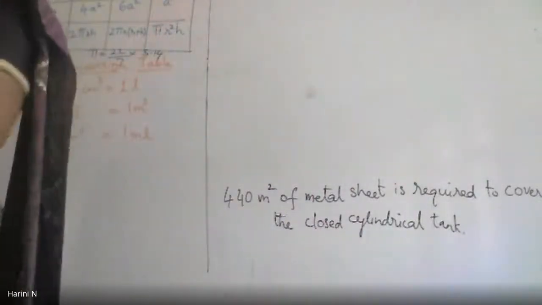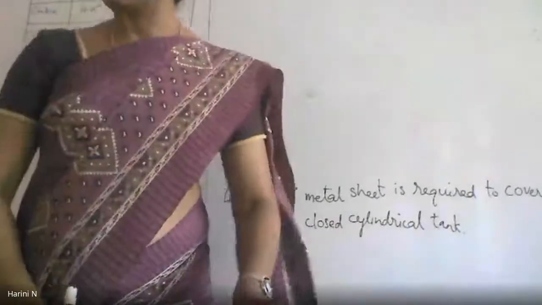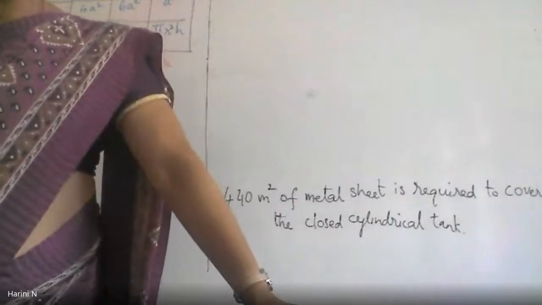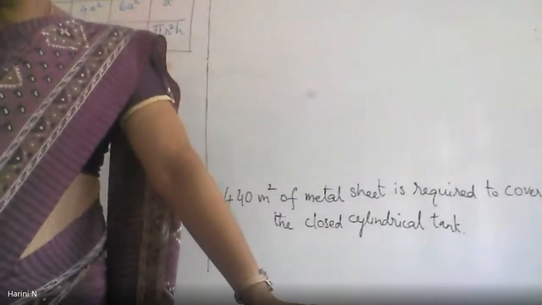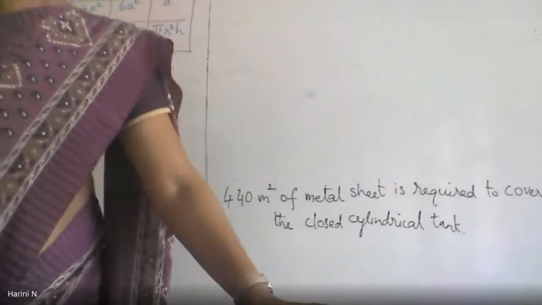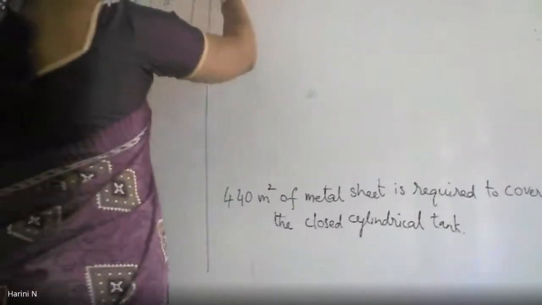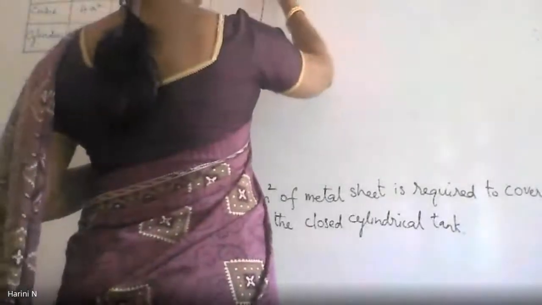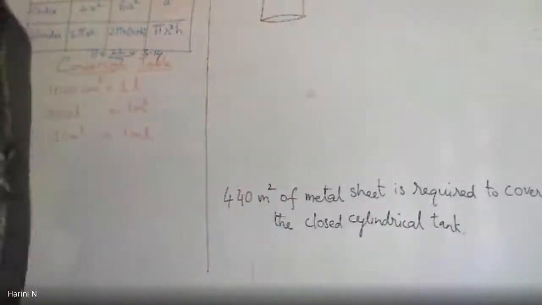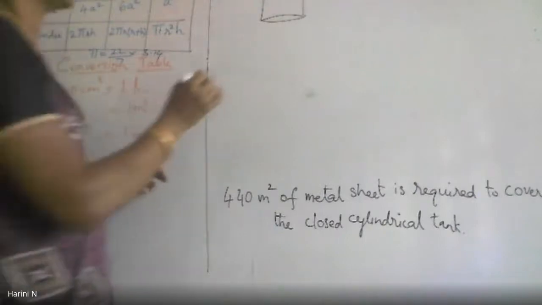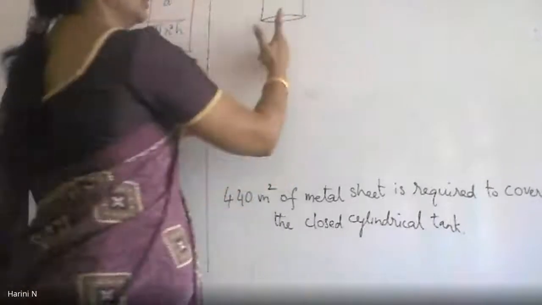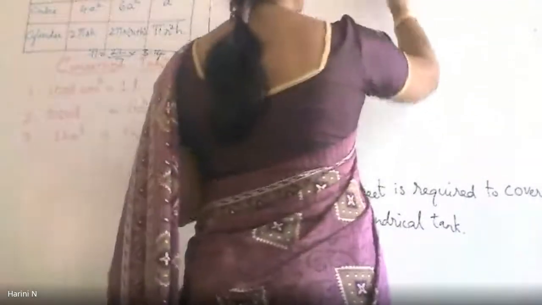Okay, the 8th one. The lateral surface area of a hollow cylinder is 4,224 centimeters square. It is cut along its height to form a rectangular sheet of width equal to 33 centimeters. So there is a cylinder which is originally there. It's going to be cut along its height. You will keep a scissor and cut it. It's a hollow cylinder.